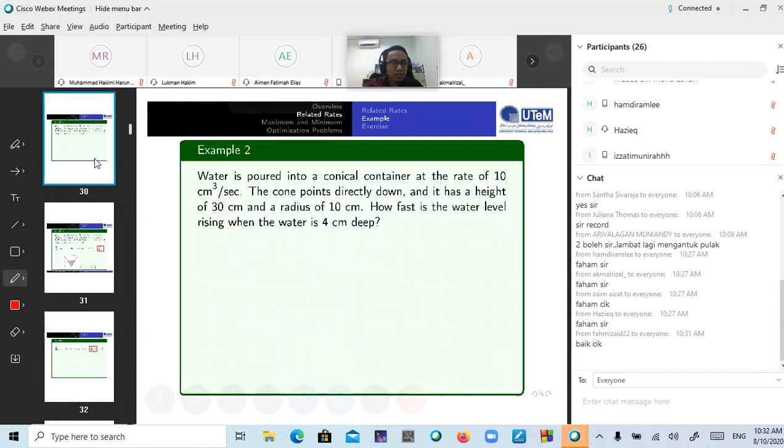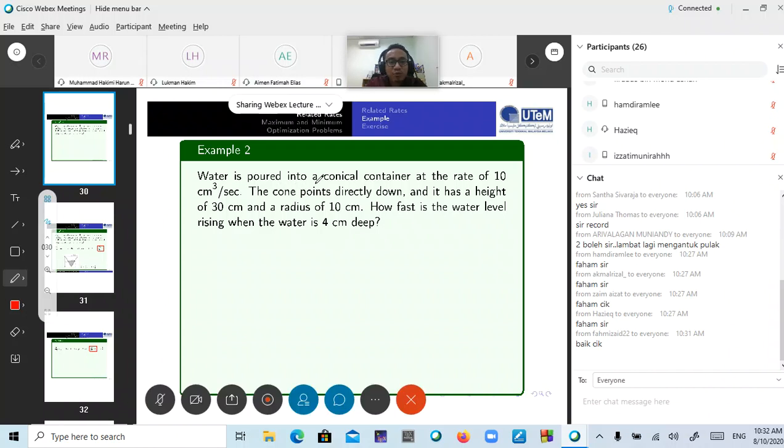Okay. Next, look at example 2. Water is poured into a conical container. So, set this in your mind: conical container. A conical container is a cone. Like this.